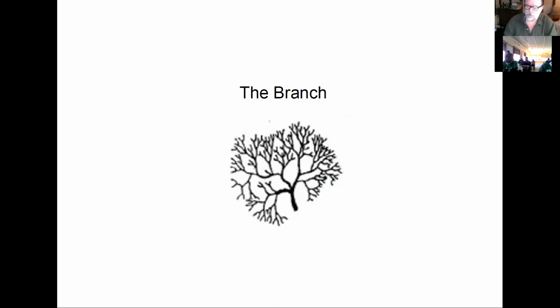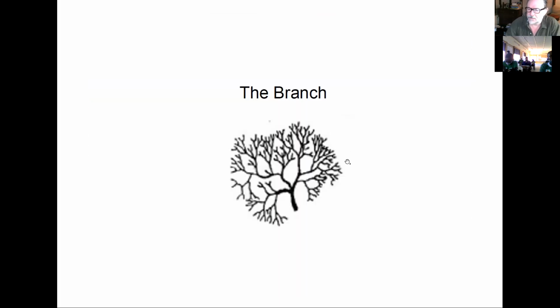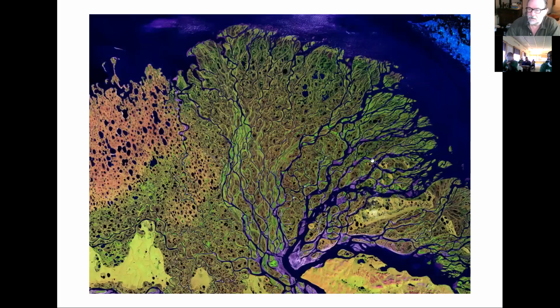So the first one, and we see this a lot in nature, is the branch, the branching pattern. Look how the stem divides and then divides and divides again. It looks like a tree or a river or something like that. This is a river delta in the Baltic.